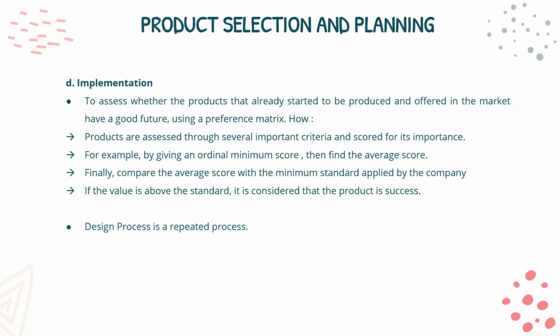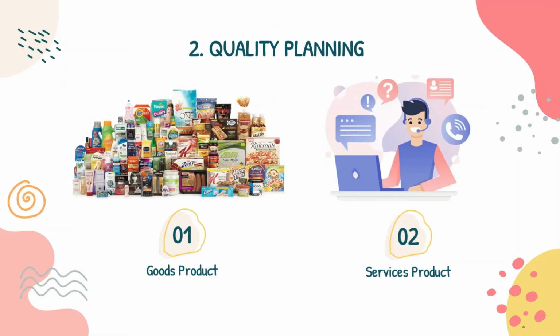First, your products are assessed through several important criteria and scored for their importance. For example, by giving an original minimum score, then find the average score. Finally, you can compare the average score with the minimum standard applied by the company. If the value is above the standard, the product is considered a success. Then you can go with your design process and basically you get your product in the production line.